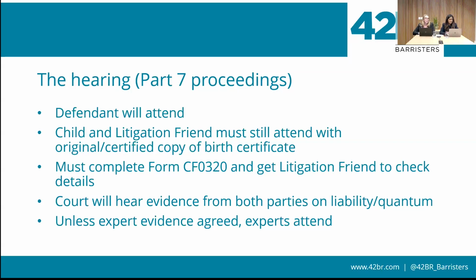So what happens if you're dealing with Part 7 proceedings instead of Part 8? The defendant will come to these because they're contested hearings. The child and litigation friends still have to come with the birth certificate. They still have to fill out forms CFO 320, and the litigation friend must check that the details are correct. But unlike the Part 8 proceedings, where it's a very gentle, almost tick box exercise, it's a proper trial. So the court's going to hear evidence from both parties. They might need to hear evidence from the child themselves. There'll be specific applications for that to happen, but ordinarily the litigation friend will do it.